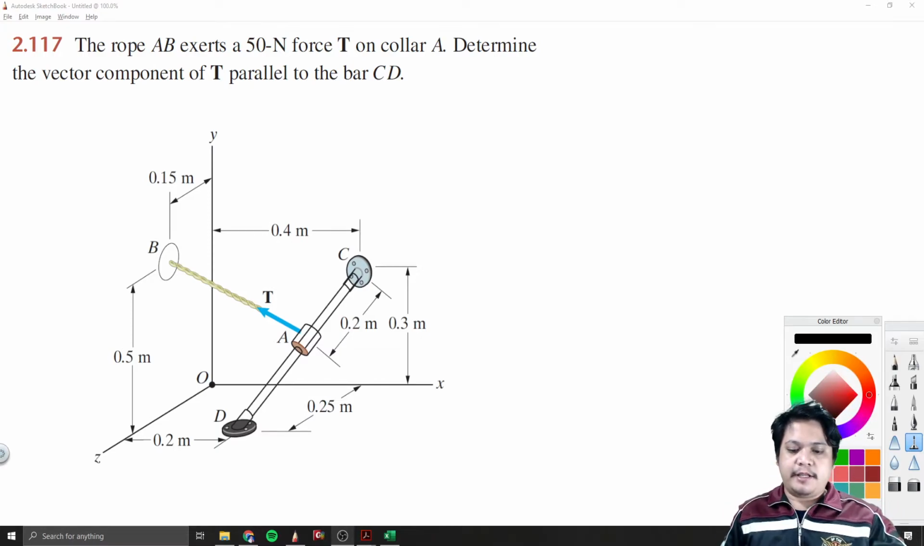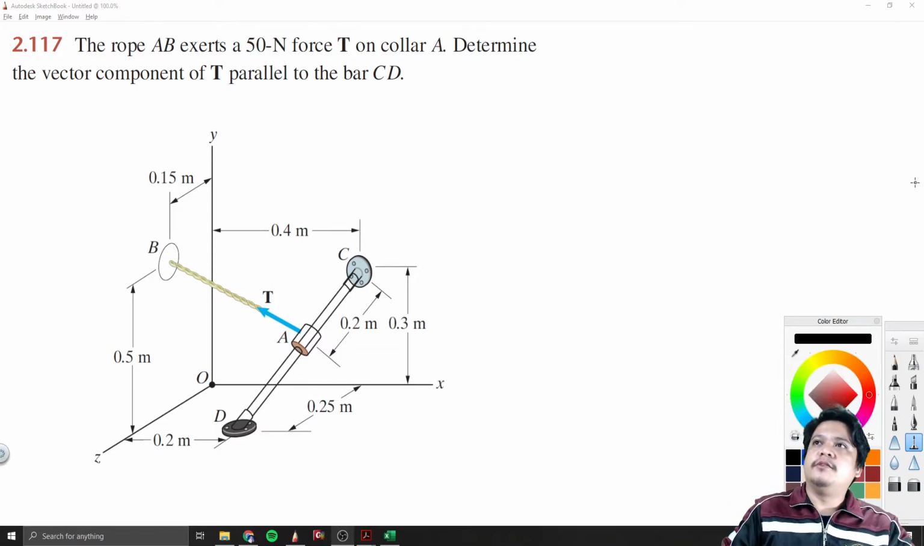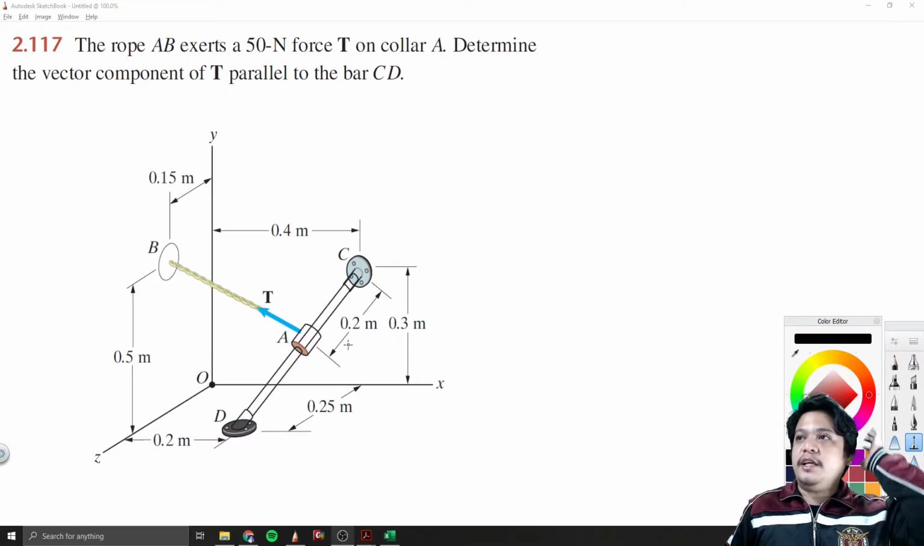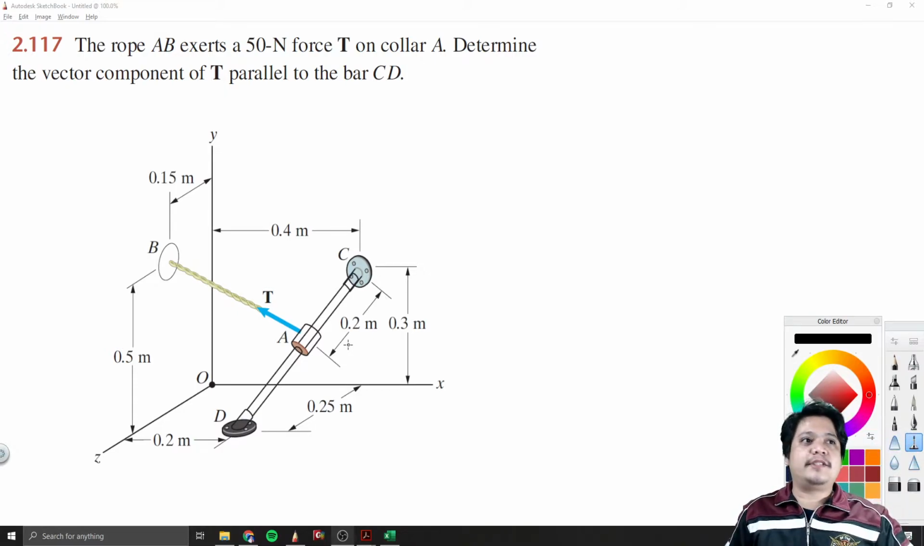Okay, so let's have the review problem number 2. The rope AB exerts a 50 Newton force T on collar A. Determine the vector component of T parallel to the bar CD.